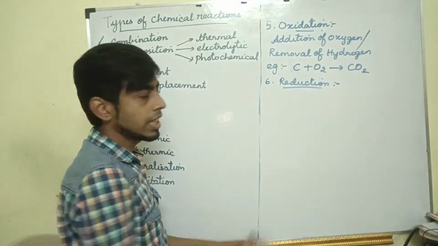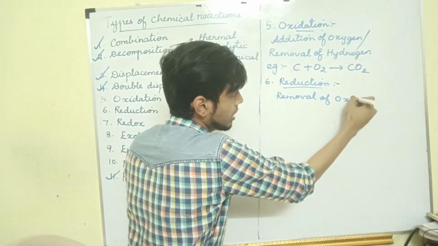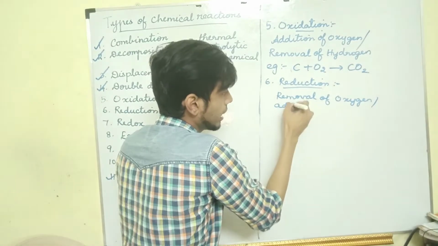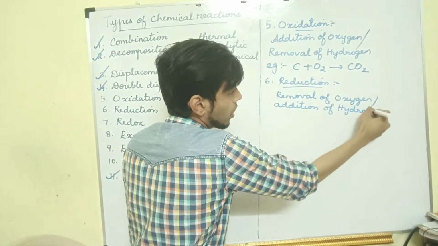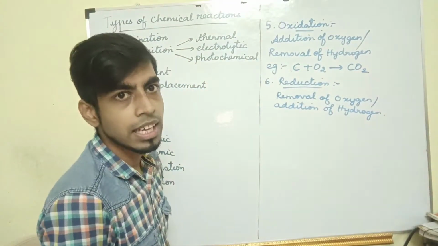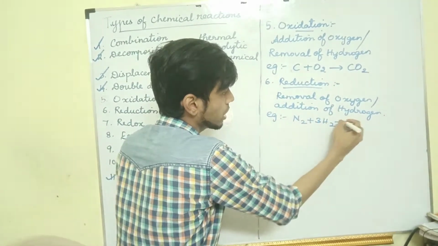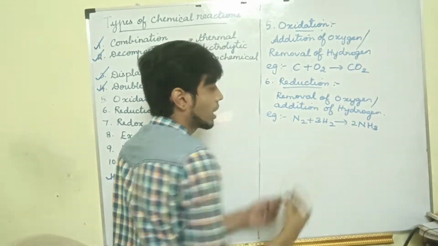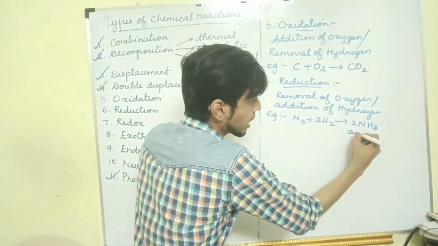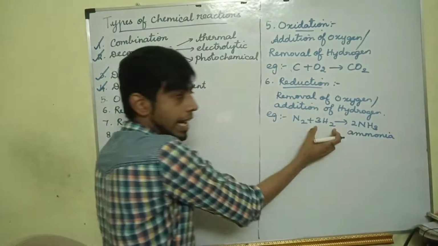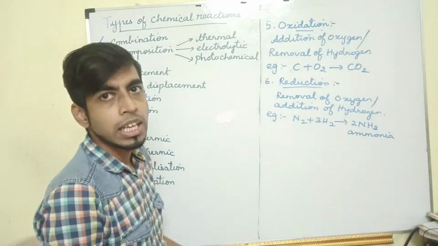Reduction is nothing but the opposite of oxidation. So it is removal of oxygen, or you can say it is addition of hydrogen. Removal of oxygen or addition of hydrogen is called reduction. For example, you can take N2 plus 3H2 gives 2NH3. Nitrogen combines with hydrogen to form NH3. NH3 is nothing but ammonia. So here we are adding hydrogen to nitrogen. So addition of hydrogen is an example for reduction.